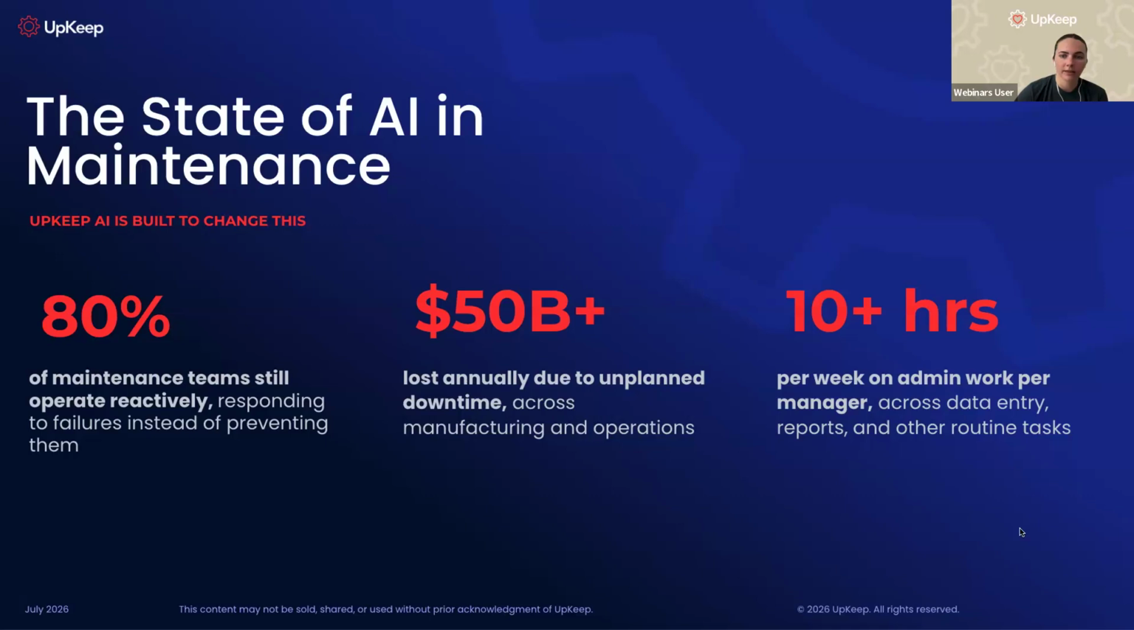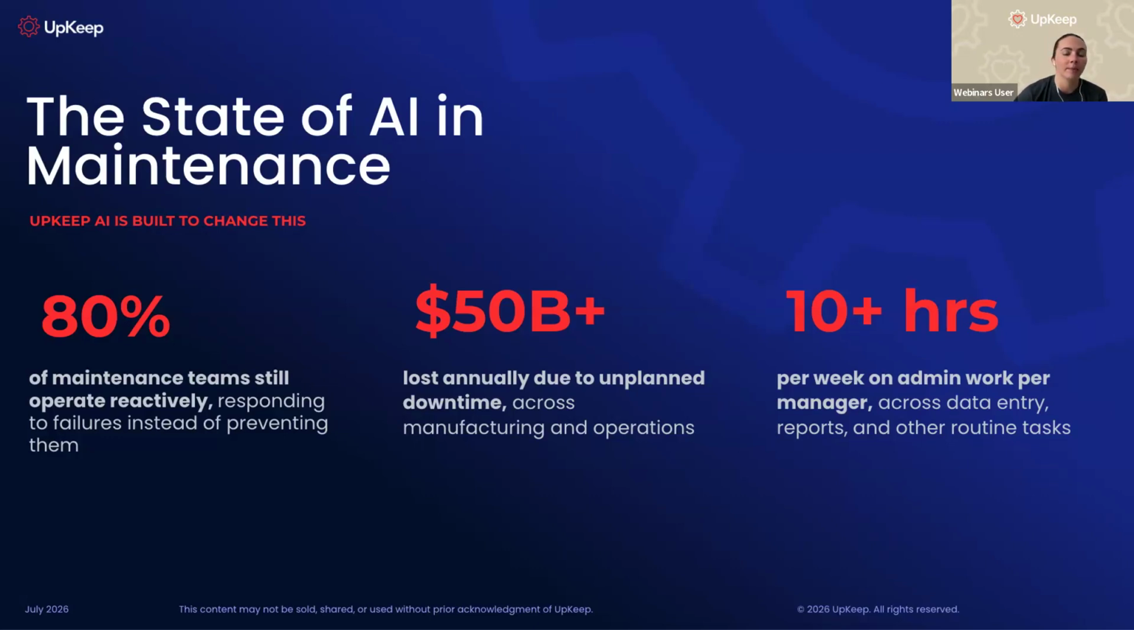So let's start with why this matters. Right now, about 80% of maintenance teams are still operating reactively. They're putting out fires instead of preventing them, and that reactive maintenance has a real cost. Unplanned downtime runs upwards of 50 billion a year across manufacturing and operations. And it's not just downtime, it's also the time spent by your team. The average manager is losing 10 plus hours per week just to admin work, data entry, writing reports, chasing down information that should already be at their fingertips.